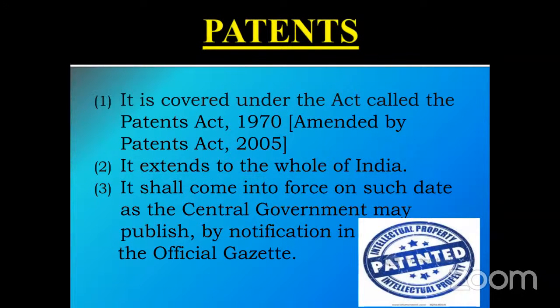Now, as I told you, various inventions which have been invented by the inventor come under various forms of intellectual property. So we will look at patent, which is one type of intellectual property. As I told you, the Patent Act came into existence in India in the year 1970, and there have been some amendments to the Patent Act since 1970.